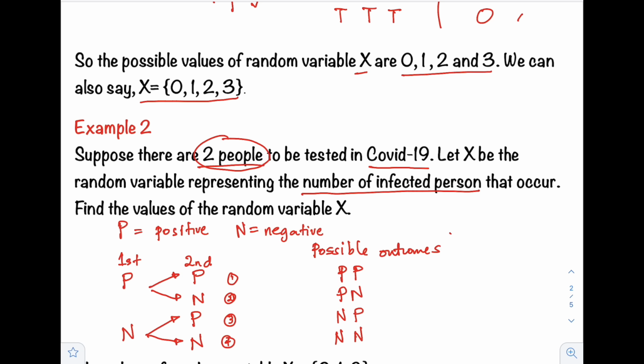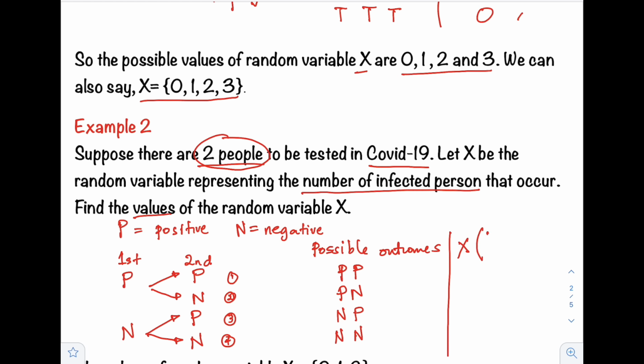Okay? Then after natin ma-list down lahat ng mga possible outcomes natin, pwede na natin guys makuha yung values ng ating random variable x. Then ang ating napiling variable is yung number of infected person.